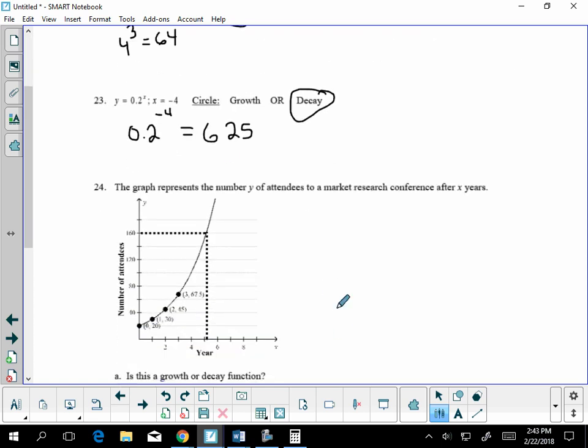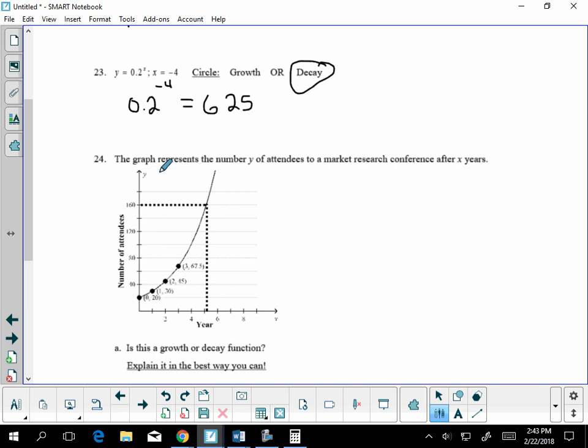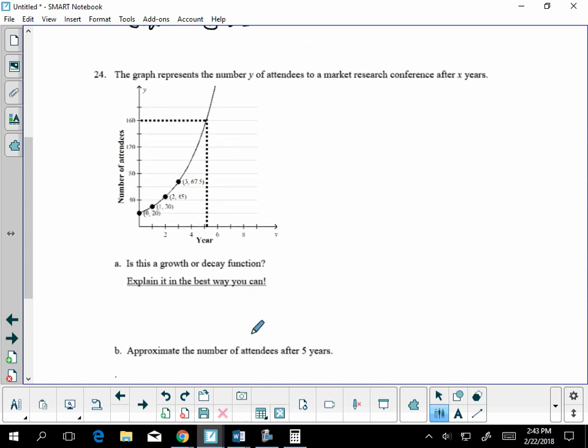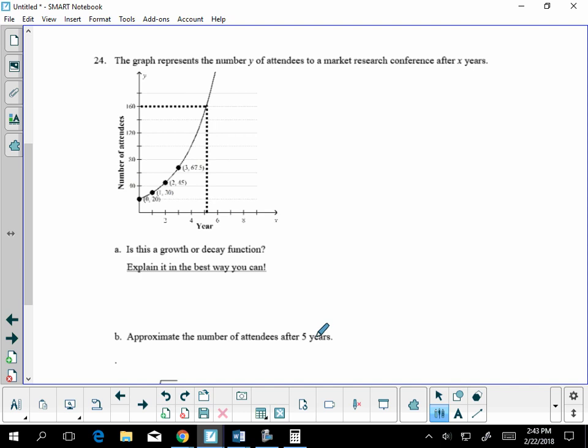On 24, that graph represents growth because it is increasing at a very high rate. And then they're asking the number of attendees after 5 years. Well, there's 5. So you go straight up until you run into the graph and go over. That's going to be 160. There might be a little bit of error on that one just based on how you draw your line, and I'll take that into consideration.